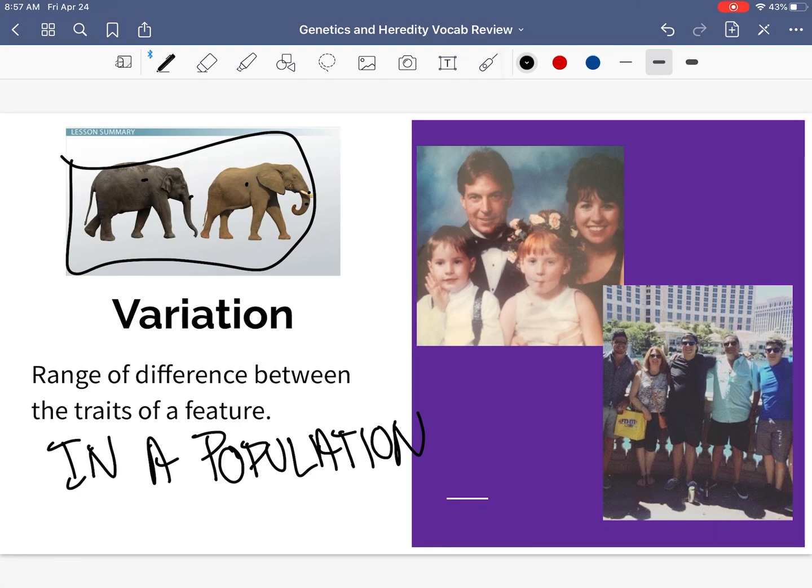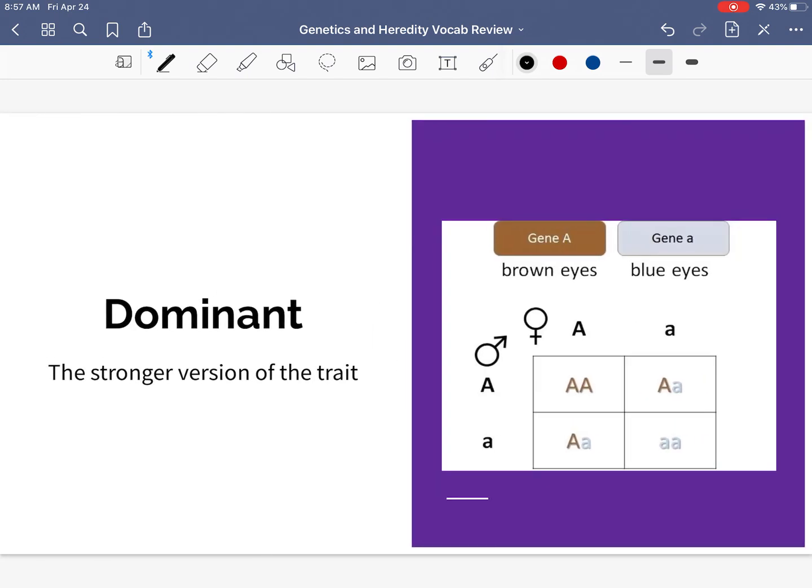You can see that in Mrs. Appel's family here. She has red hair, and the rest of her family has brown hair. You can see it in my family here. My mom has red hair. The rest of my family has black hair. So this is the difference between the traits of a feature in a population.